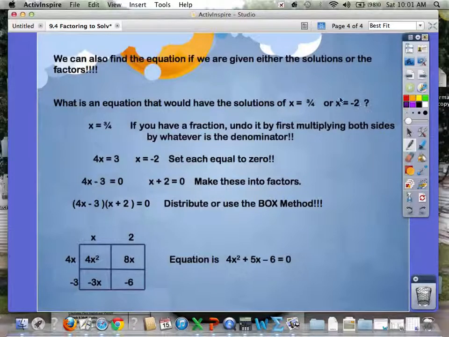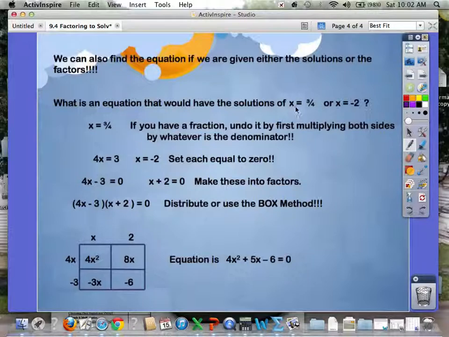Well, these are solutions, so we're going to have to find the factors first. Okay, if they give you the factors, then you can just start with the step after the factors down here. So if you have the solutions, you have to start here. But if you have the factors, you can start down here. Okay, factors are a shortcut.